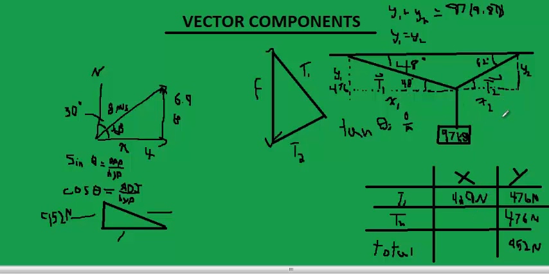We'll do the same for the second one now, and we will get 476 divided by tan of 62 degrees, which is 253 newtons.